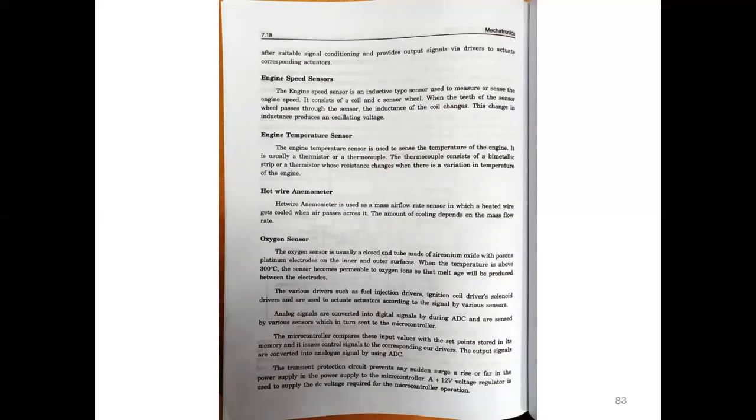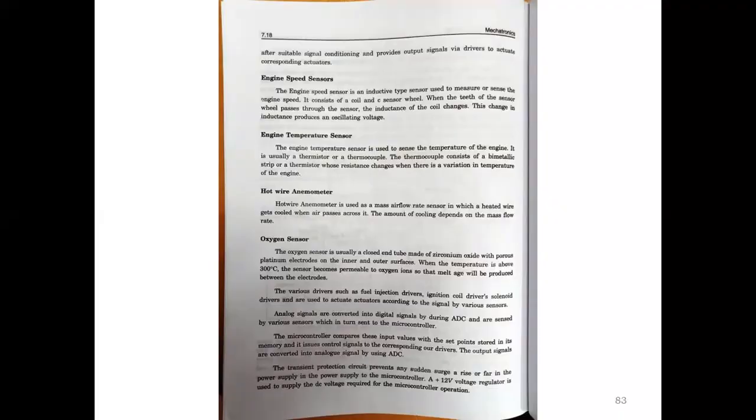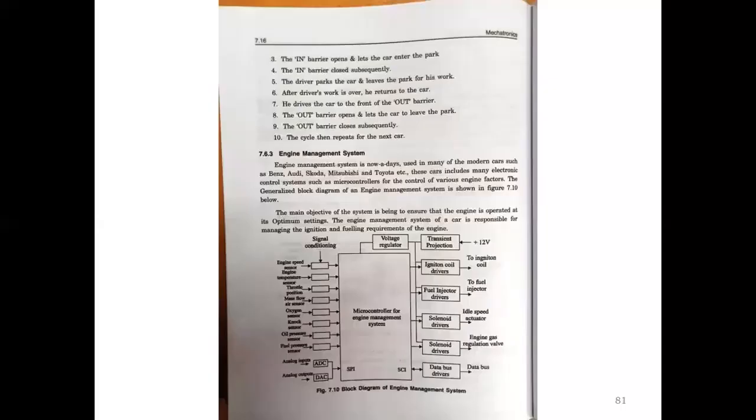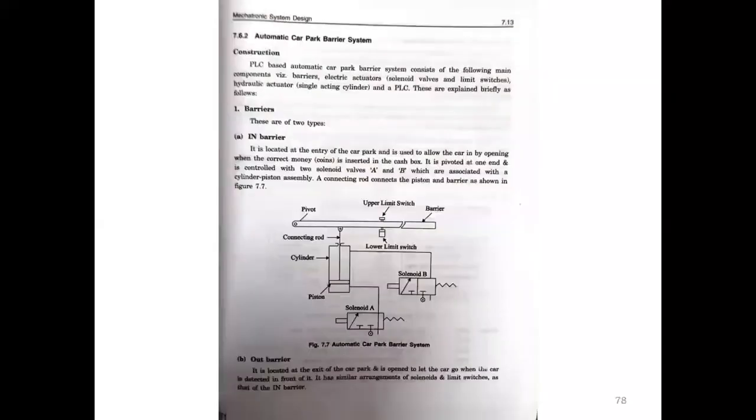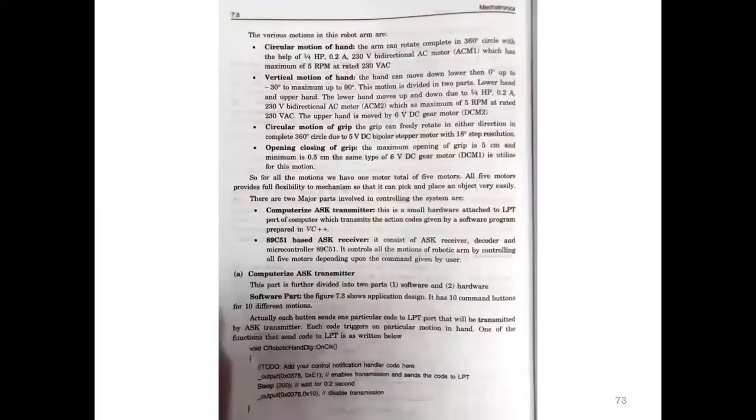Then oxygen sensor. The oxygen sensor is usually a closed end tube made of zirconium oxide with porous platinum electrodes on the inner and outer surfaces. When the temperature is above 300 degrees Celsius, the sensor becomes permeable to oxygen ions, so that a voltage will be produced between the electrodes. These are the conditions of the oxygen sensor. Okay, let's see other sensors in this topic.